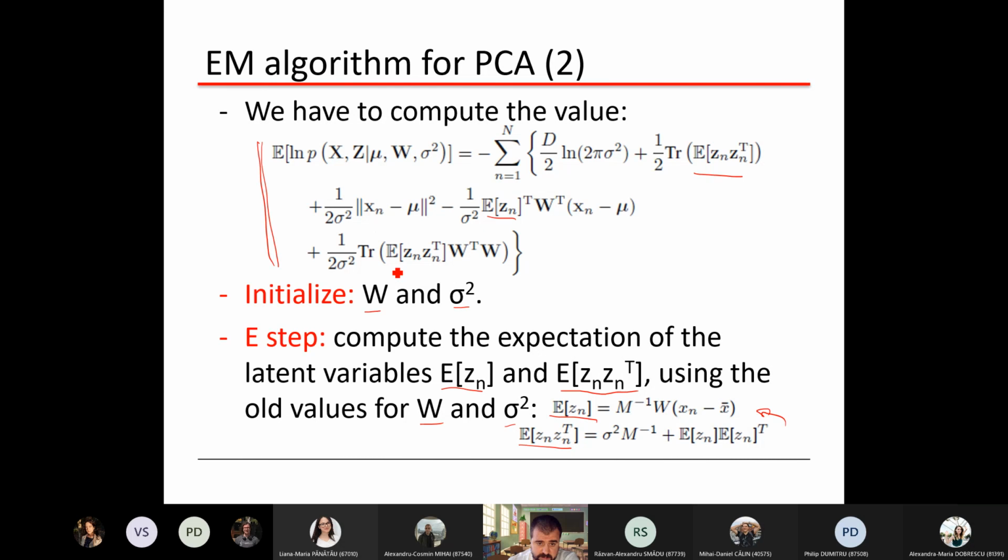And these are the weights, W and sigma from here.